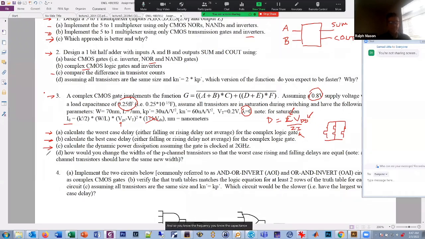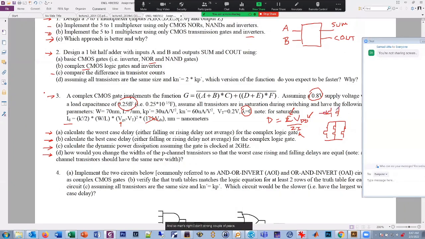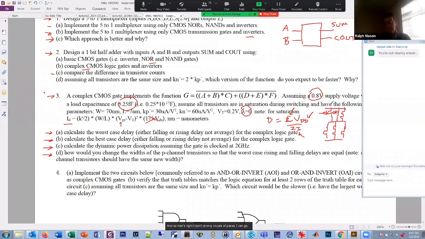That's pretty easy. Now part D, it says, how would you change the widths of the P-channel transistors so the worst case rising and falling delays are equal? Note all transistors should have the same new width. So you're going to have a circuit here. It's going to have some P's and some N's, right? I'm just drawing a couple of P's here. Something like that, whatever it is. I'm just making this up. But anyway, there's a bunch of P's.